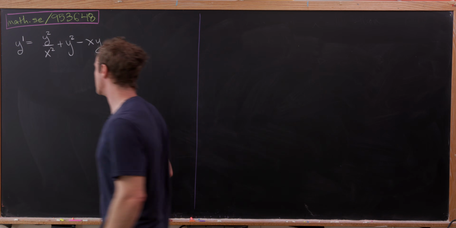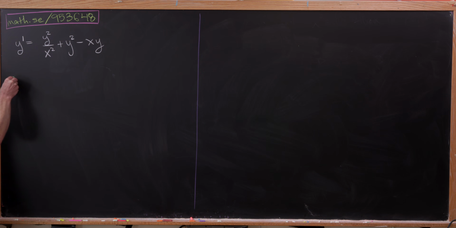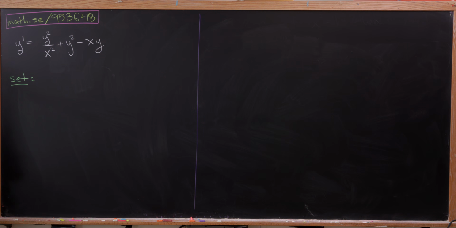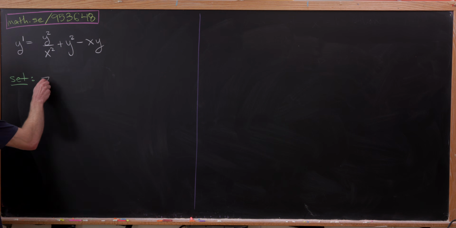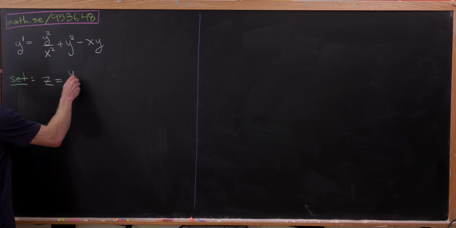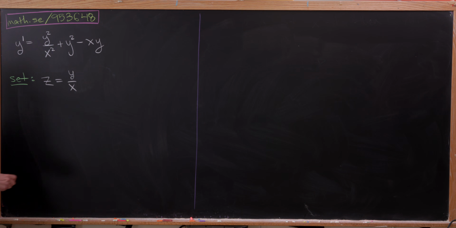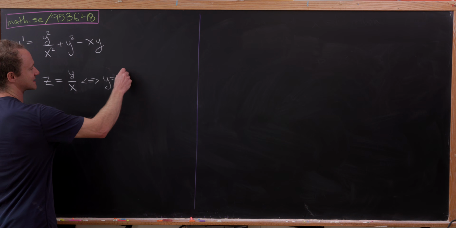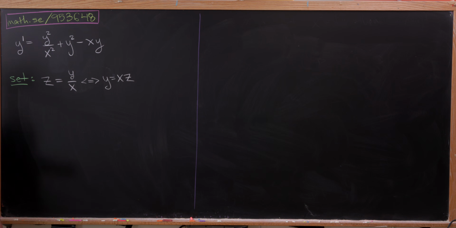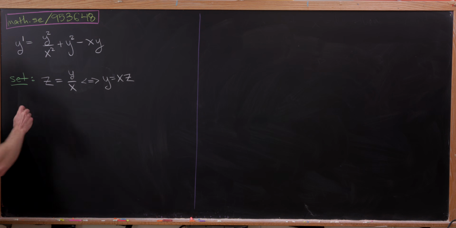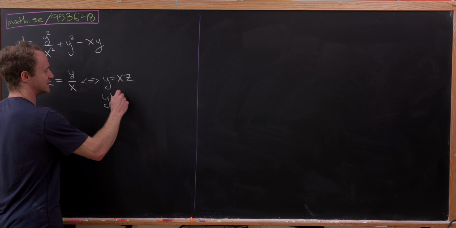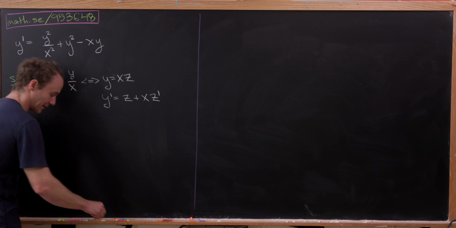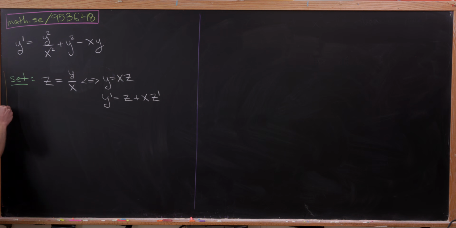So we're going to take some motivation from the structure here, the fact that we see this y over x quantity squared, and introduce a new variable z. So let's set z equal to y over x. But observe that that's the same thing as saying that y is equal to x times z. And from that, we can use the product rule to see that y prime is equal to z plus x times z prime. Again, that's just by the product rule.